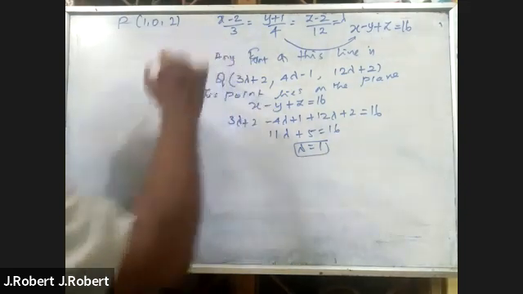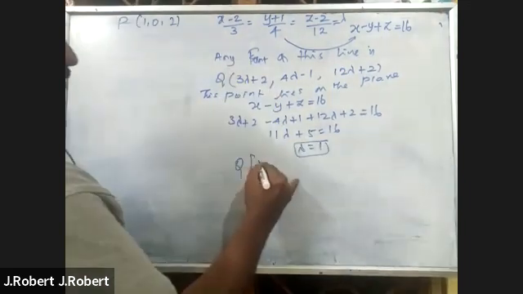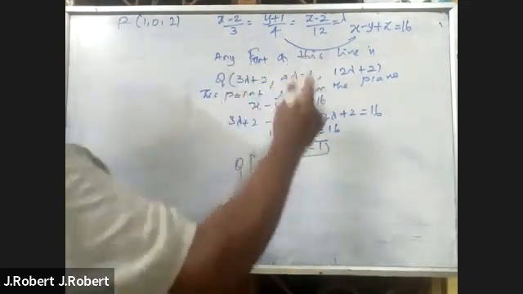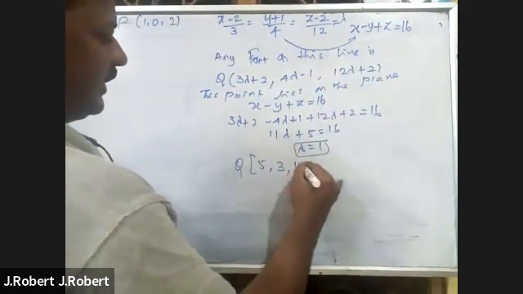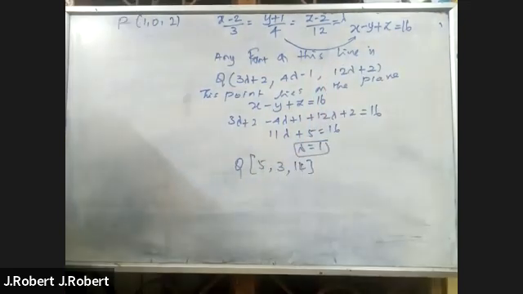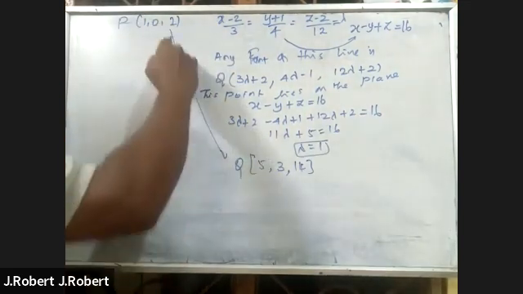Now we can take this point as Q. Q of 3 plus 2 which is equal to 5, 4 minus 1 which is equal to 3, 12 plus 2, 14. Therefore, we have the point 5, 3, 14 as Q. Now we have to find the distance between these 2 points.